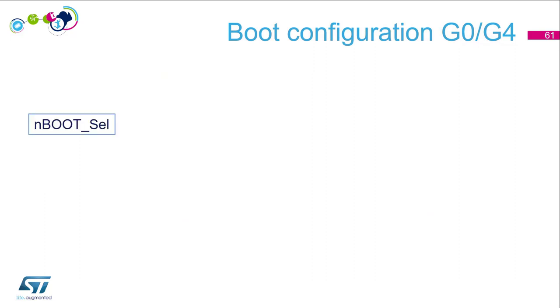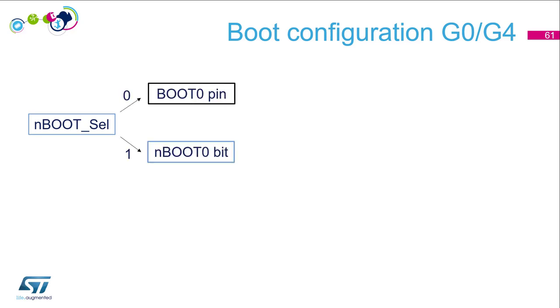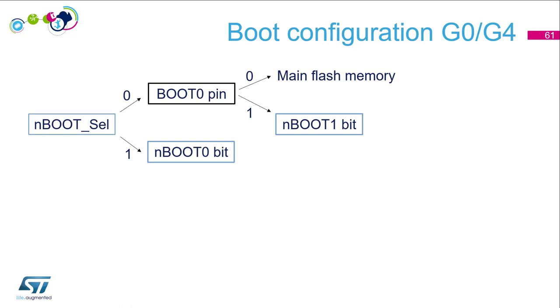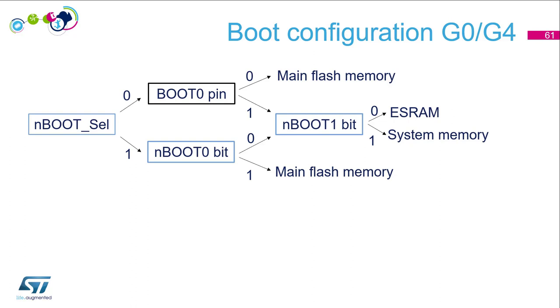First, we test an option byte, nBoot cell. Depending on its value, we will then test the BOOT0 pin or the nBOOT0 bit, which is an option byte. If we test the BOOT0 pin and it's 0, then we boot from main flash memory. If it's 1, we test another option byte, the nBOOT1 bit, and then we boot from embedded SRAM or system memory. The nBOOT0 bit is also tested, and if it's 0, we then test the nBOOT1 bit option byte. But if it's 1, we boot from the main flash memory. This is the boot configuration for G0, G4, classically, I would say.